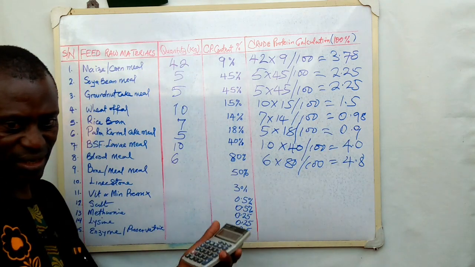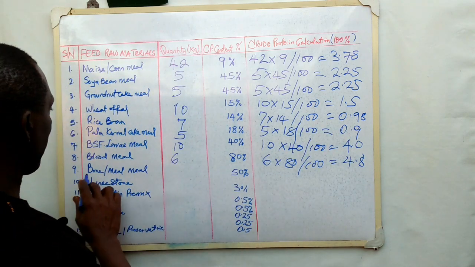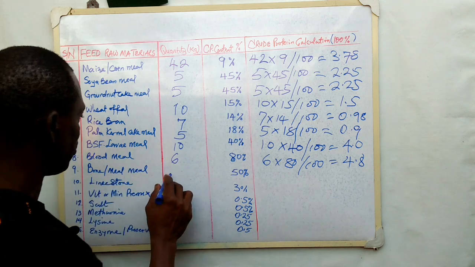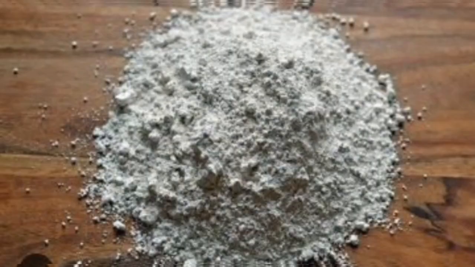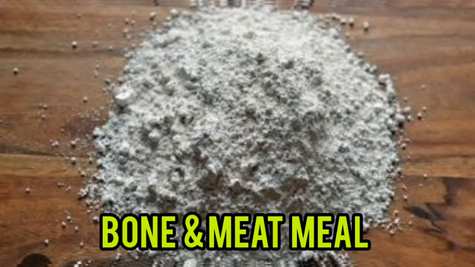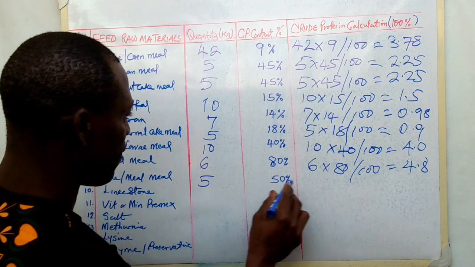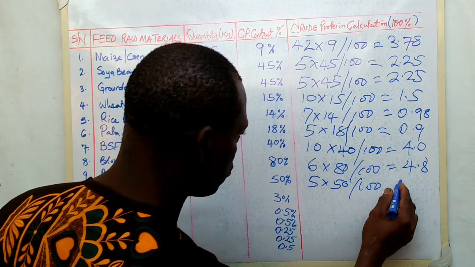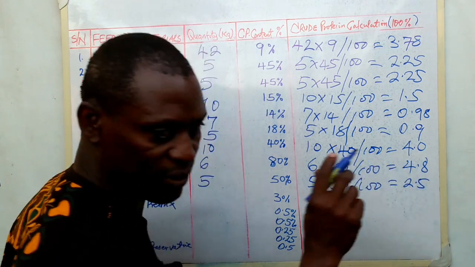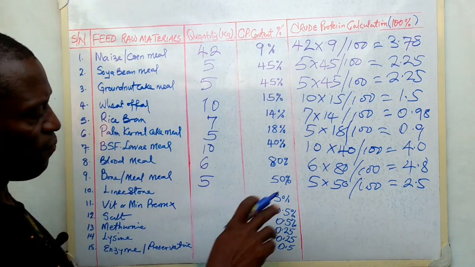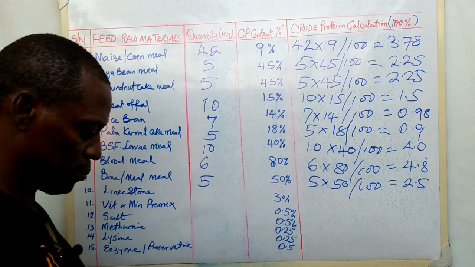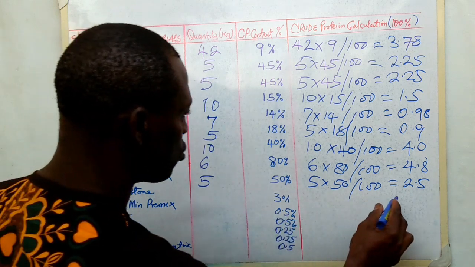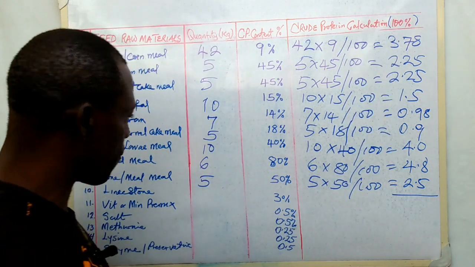This is 4.8. So right now we are going for bone and meat meal. Bone and meat meal, we are using 5 kg. 5 times 50 divided by 100, which is 2.5. That is 2.5. So now let's add up.